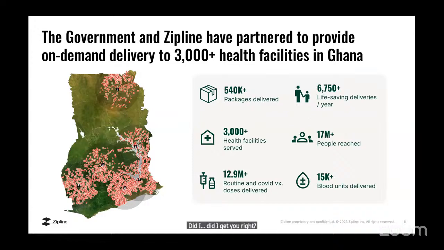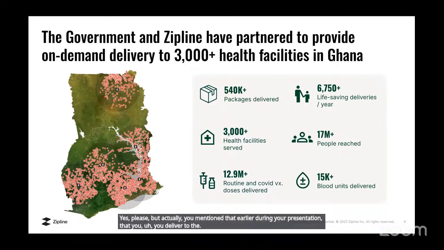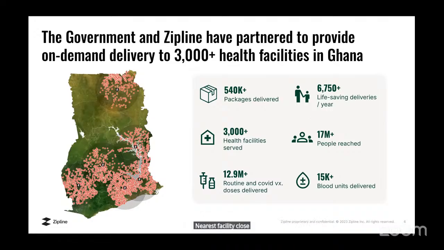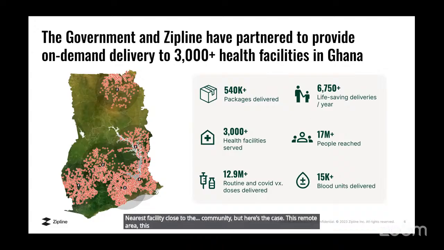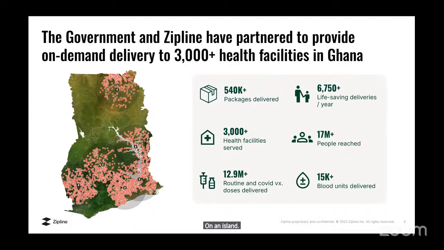Yes, please. But actually, you mentioned earlier during your presentation that you deliver to the nearest facility close to the community. But here's the case: this remote area, this rural area, maybe let's say they are on an island. You understand? So how do you get to them?